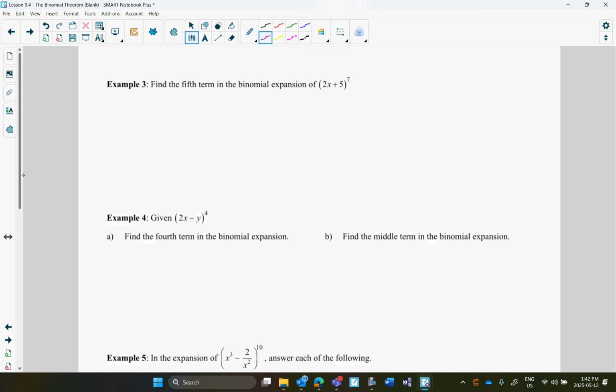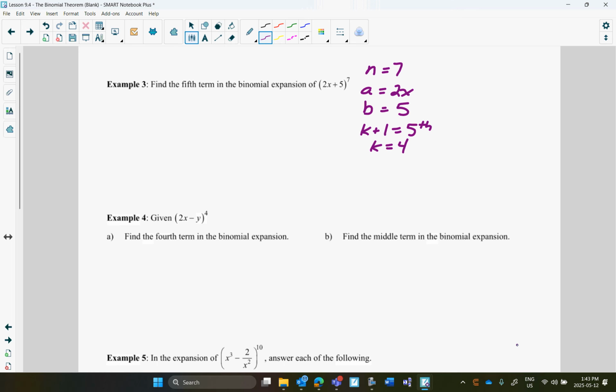So just remember, n is 7. a, the first term, is 2x, and b, the second term, is 5 when we use our formula. When we find the fifth term, what's the value of k? Remember, k plus 1 is 5. Fifth, k is equal to 4. And now you plug all of that into your formula and simplify.